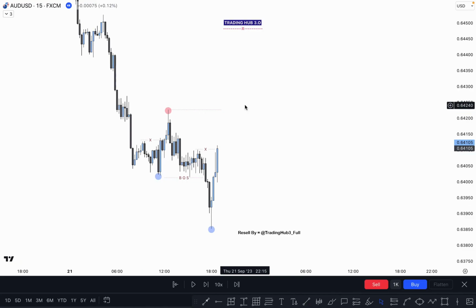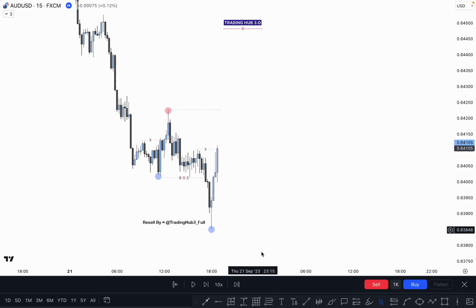So this point becomes our CHoCH, change of character, because the market is looking for a reversal to the upside, but everything is bearish here. Generally we are looking here for a sell because the market has taken out the inducement, but you have to identify whether there is any unmitigated order block, POI, order flow or anything here.